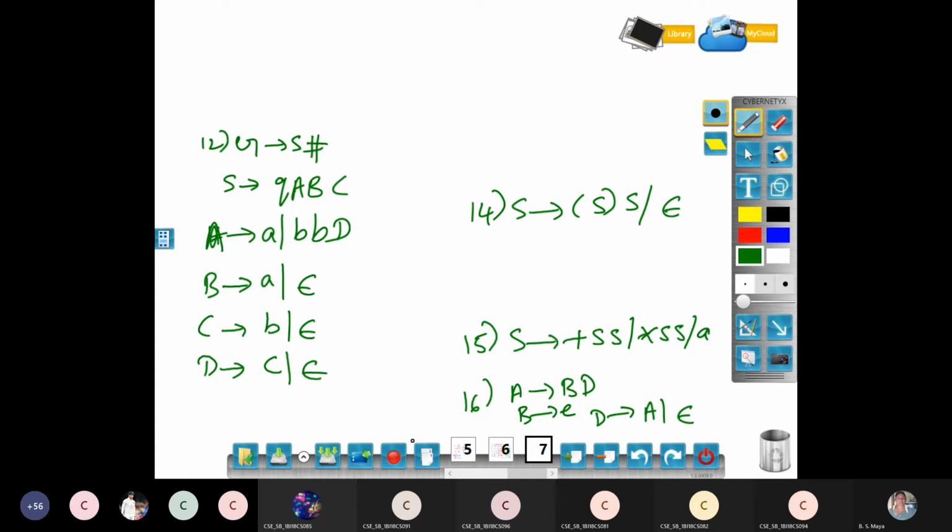101. Nitin. 102. Present, ma'am. Nivedita. 104, present, ma'am. 105. Pashupati. 106, present, ma'am. 107, present, ma'am. 108.